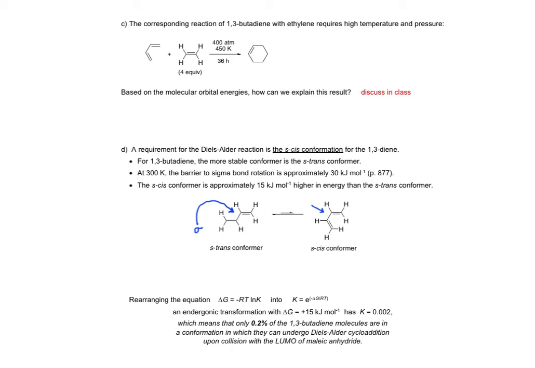There is an energy barrier, delta G double dagger, which is the energy of the transition state for the sigma bond rotation, which is approximately 30 kilojoules per mole. The thermodynamic information is that delta G is positive 15 kilojoules per mole. This is an endergonic transformation.